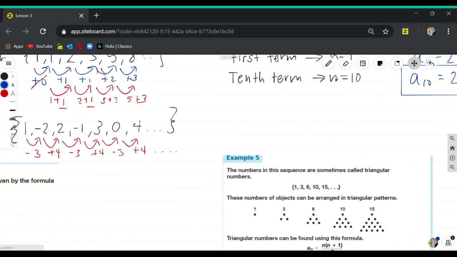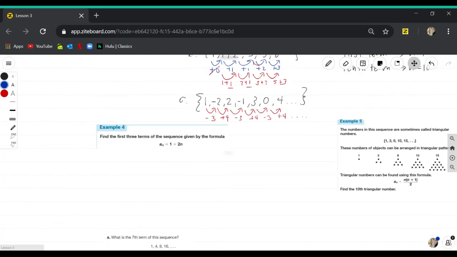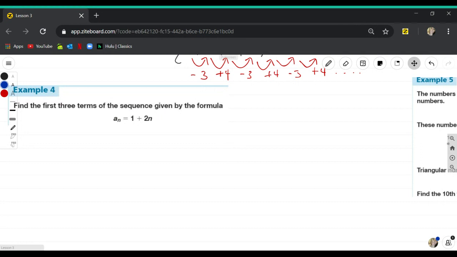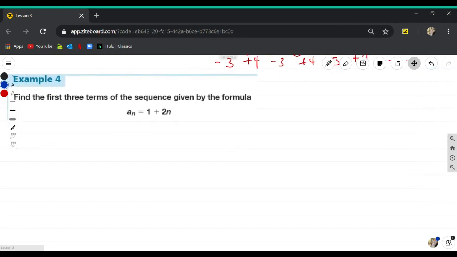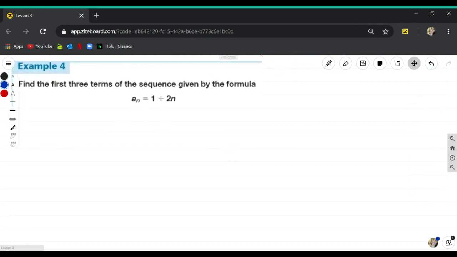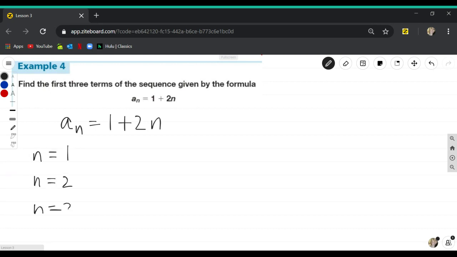Okay, let's take a look at another example. Just one more after this. Okay, so find the first 3 terms of the sequence given by the formula. Our formula is a sub n equals 1 plus 2n. So to find the first 3 terms, we're going to have to find n equals 1, n equals 2, and n equals 3. Those are the first 3 terms.